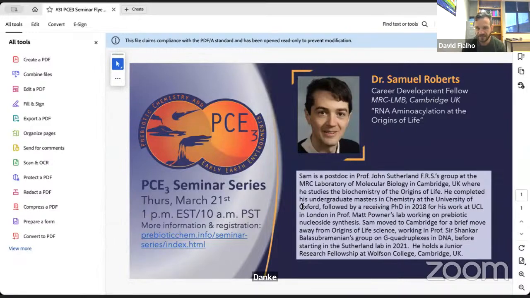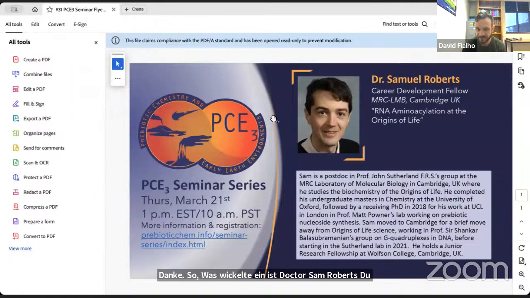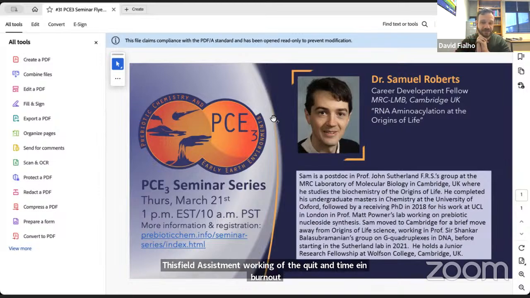So our speaker today is Dr. Sam Roberts, who is a postdoctoral researcher in the lab of John Sutherland at Cambridge. I'll not read straight from the slide, but what I'd like to emphasize is Sam's expertise in this field, as he's been working in it for quite some time. And I'm very much looking forward to his talk, which is titled RNA Aminoacylation at the Origins of Life. So Sam, if you'd like to take it away, we're very happy to have you, and we're very excited to hear your talk.